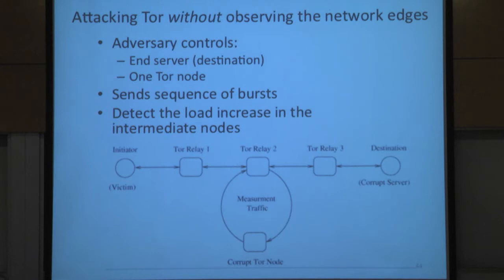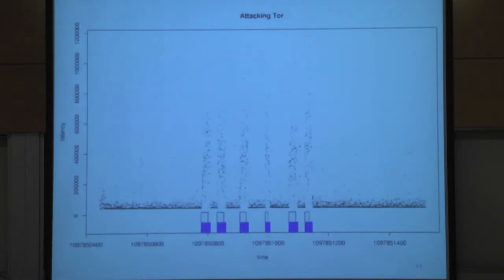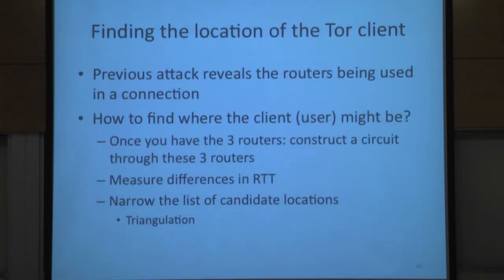Okay. So that helps you find the 3 nodes. You still didn't find the client. This is how it would look like, right? Like the moment I'm saying bursts, the latency increases. So if it's correlated, after a few of these bursts, you would have high confidence that you guessed right. Once you have the 3 nodes in the path, then you can use additional techniques to find the location of the Tor client.